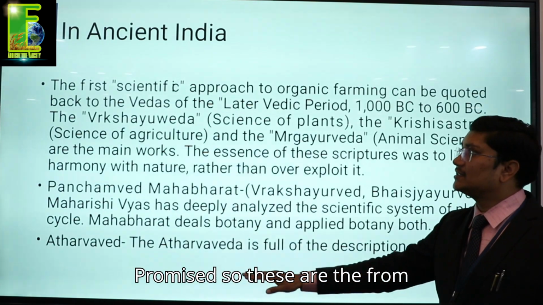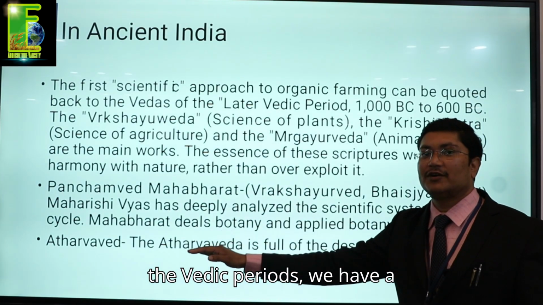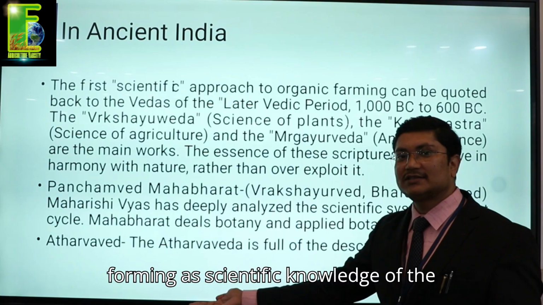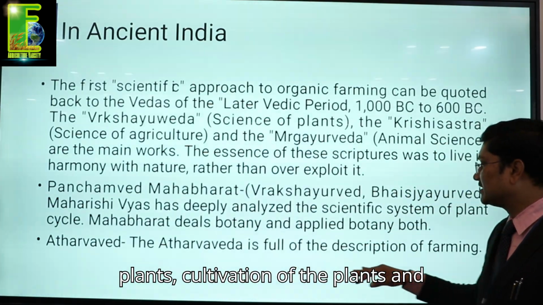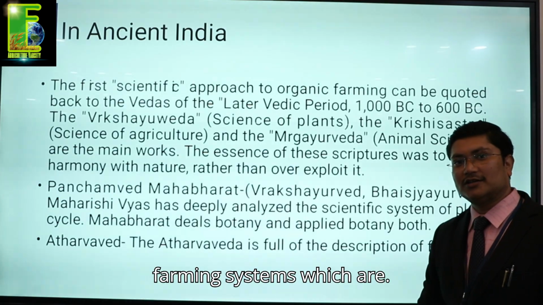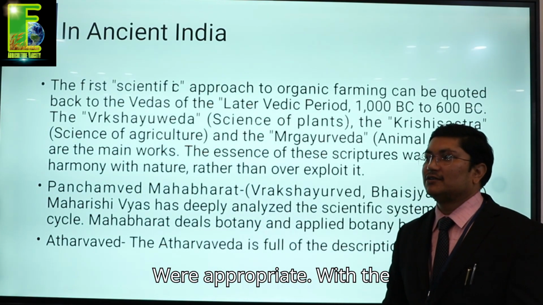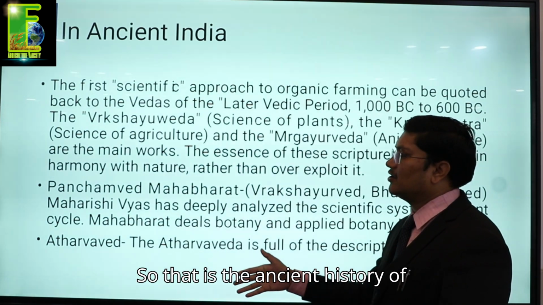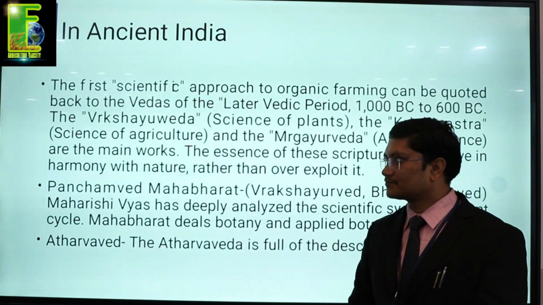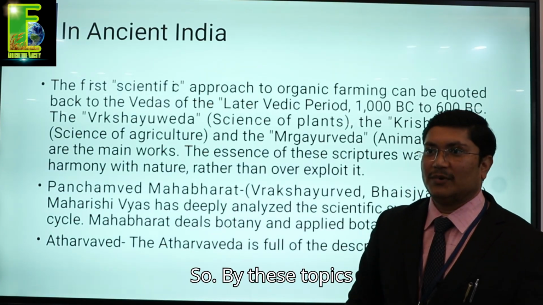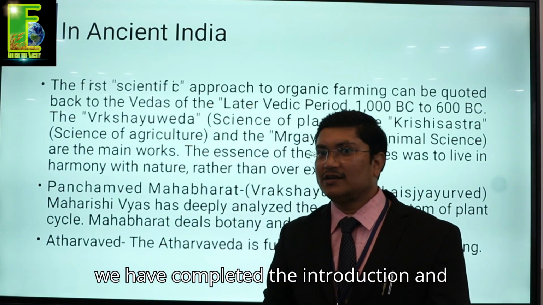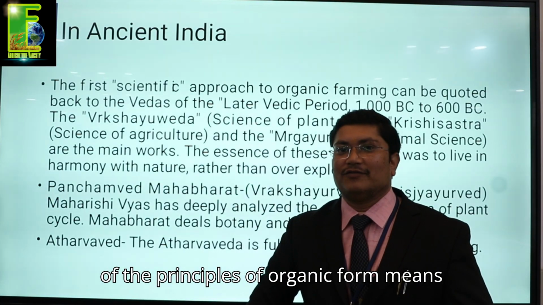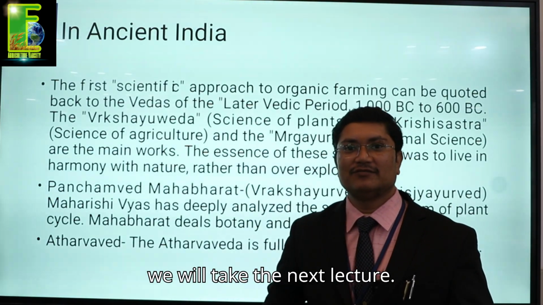So from the Vedic periods we have documents which support natural farming, scientific knowledge of plants, cultivation of plants, and farming systems appropriate with the scientific knowledge of organic farming. So that is the ancient history of organic farming in India. By these topics we have completed the introduction and history and development of organic farming, and in continuation, we will take the principles of organic farming in the next lecture.